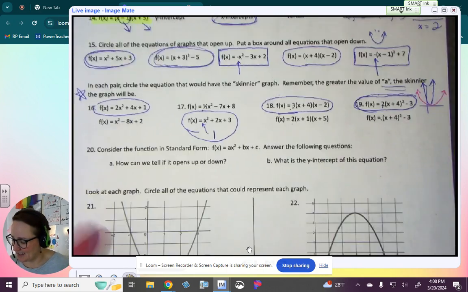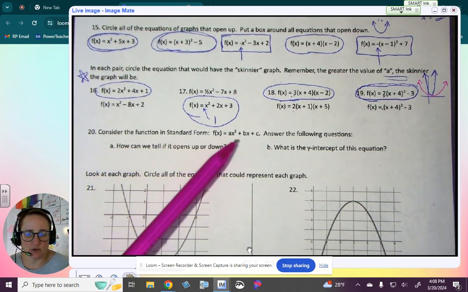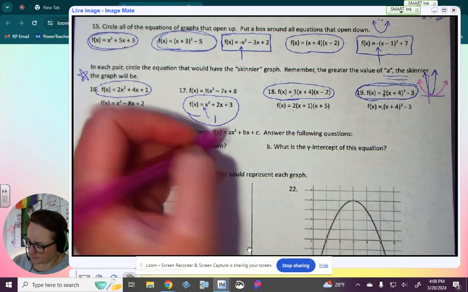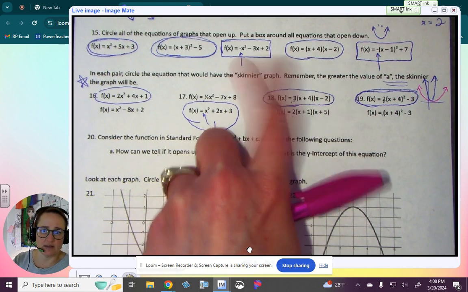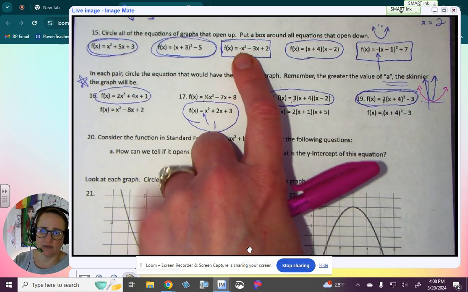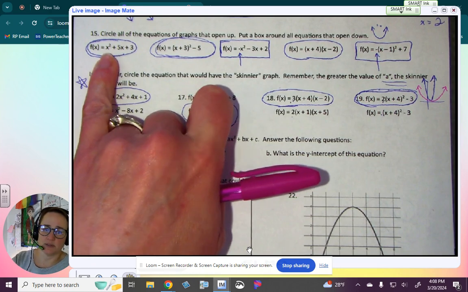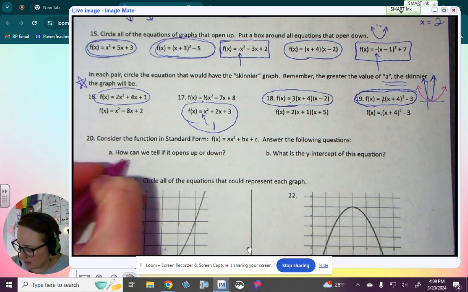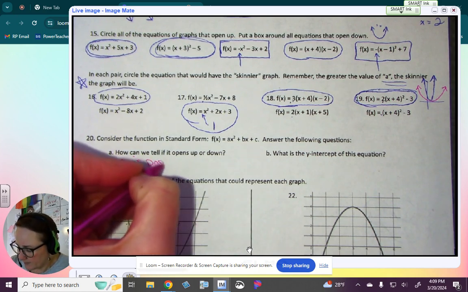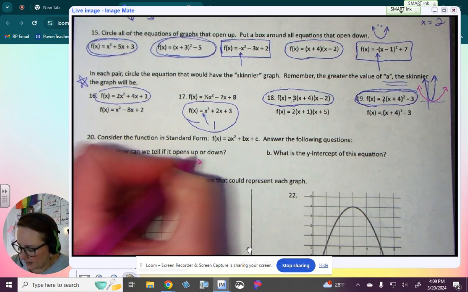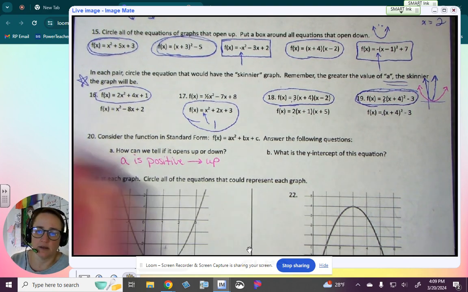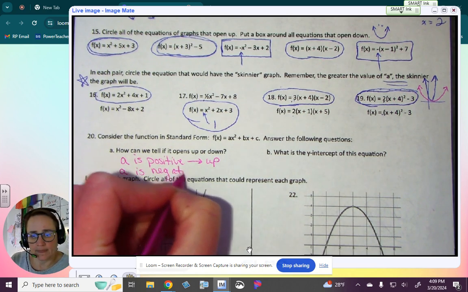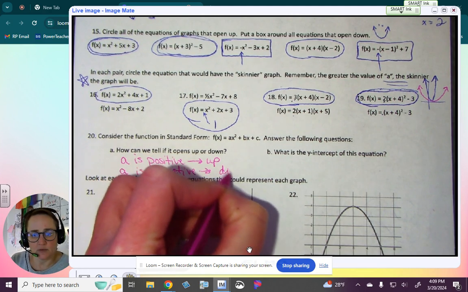Keep up with me. Number 20, consider the function in standard form ax squared plus bx plus c. How can we tell if it opens up or down? Up here, we were looking at whether that a value in front was a positive or a negative. This one opened upward, that's why we circled it. This one opened downward, that's why we put a box around it. So if a is positive, it opens upward. If a is negative, it opens downward.